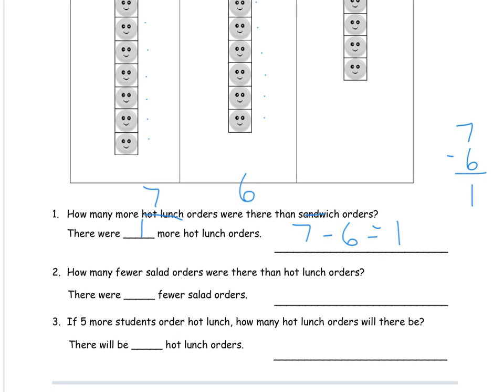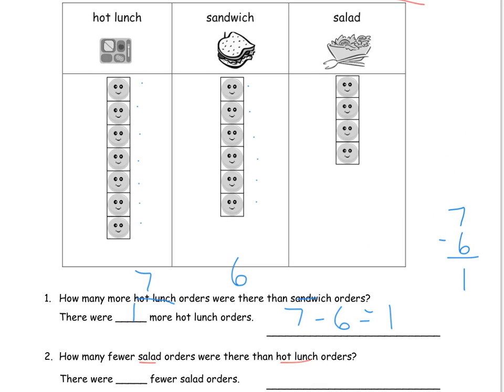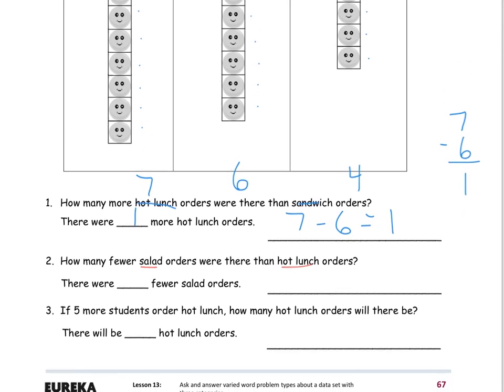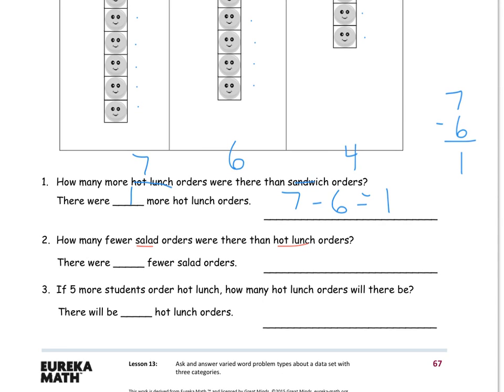If we look at number 2, how many fewer salad orders were there than hot lunch? So I'm looking for salad, hot lunch. I go up here, and now I'm going to count my salads. 1, 2, 3, 4. So I'm looking at hot lunch and salad, 7 and 4. And again, I'm finding a difference because I want to know how many fewer were there. So 7 minus 4 equals 3. And that shows me that there were 3 fewer salad orders because I'm trying to figure out how many more I would need for salad to make it equal to the hot lunch, which is 7. So how many more from 4 would make that 7?